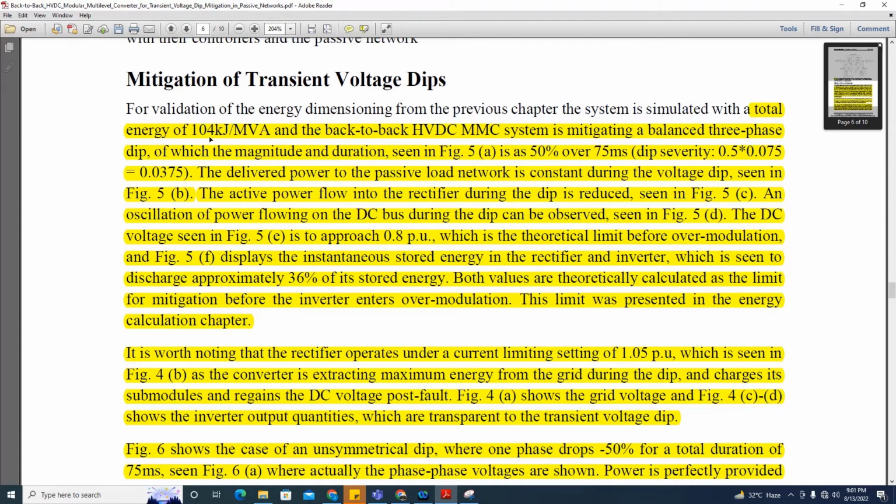Normally, if it is a back-to-back HVDC system, its energy will be 60 to 80 kilojoule per MVA. But now, as we are designing a back-to-back HVDC system to mitigate the voltage dip issue, the energy will be increased from 60 to 80 kilojoule per MVA to 104 kilojoule per MVA. And with this energy rating, we can successfully mitigate 99% of the voltage dips that were coming into the sun dynamic load passive networks.